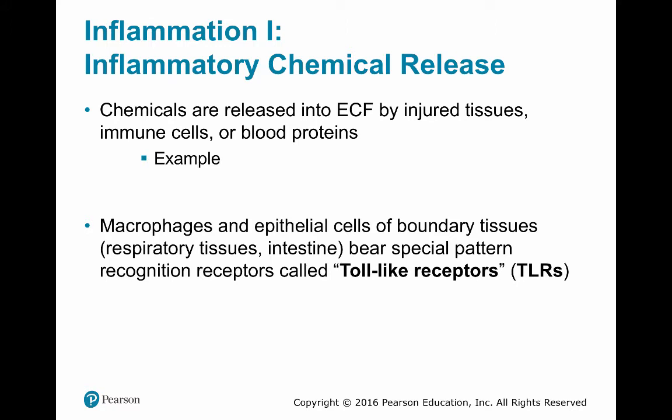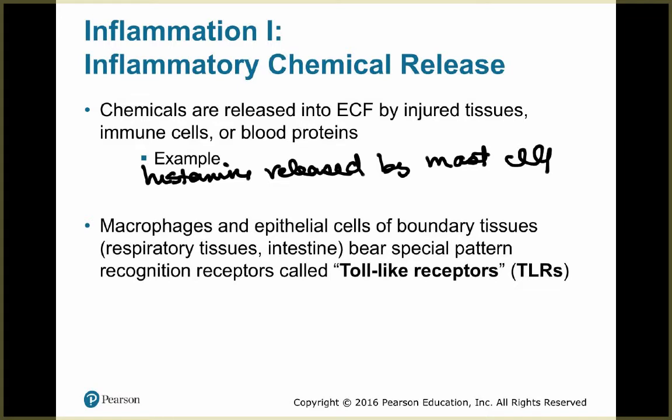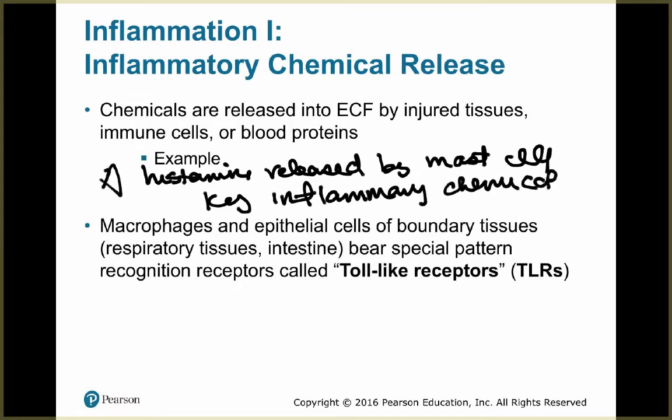And so an example of this is something like histamine. And this is released by mast cells. And this is the key inflammatory chemical, right?